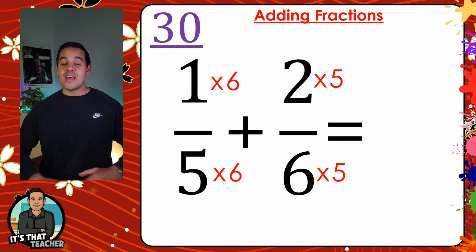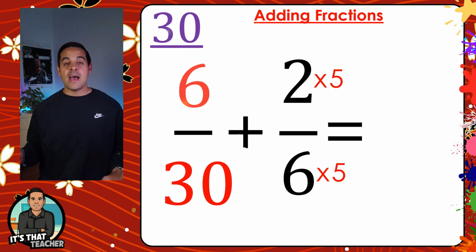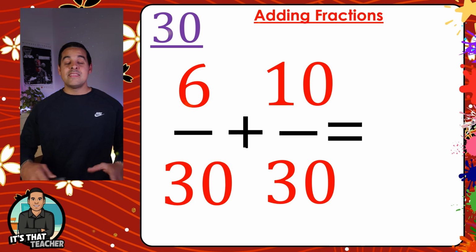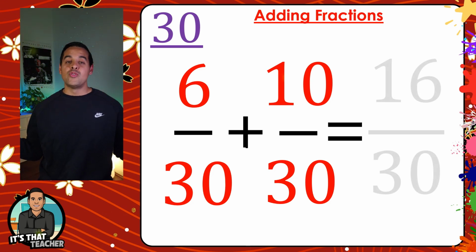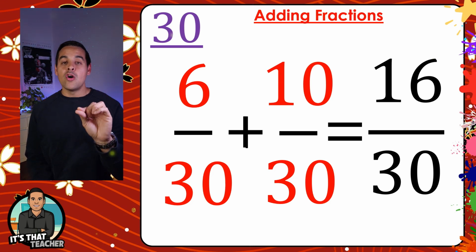Rewrite your question so that you eliminate any simple errors that could be made. So we have 30, so 6 over 30, and we have 10 over 30. Remember, we do not add the denominators, but we do add the numerators, 16 over 30.